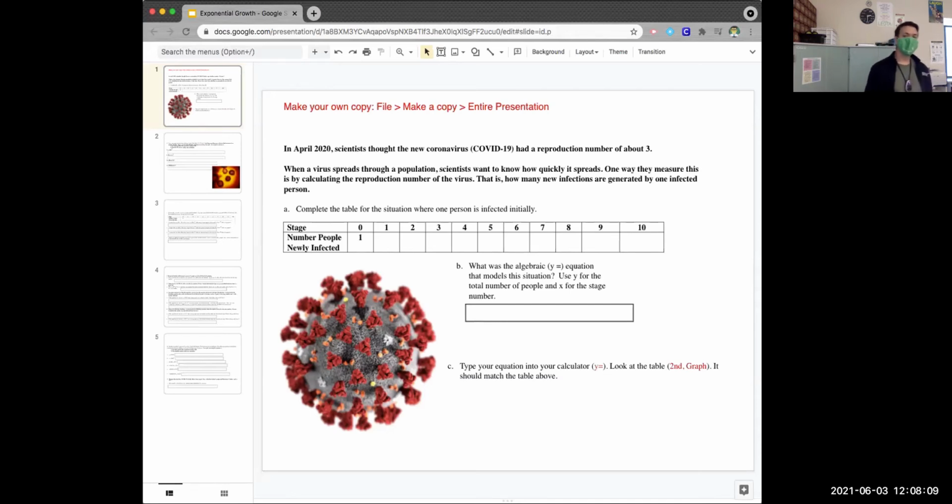So if we start with 1 person infected, then using the growth factor of 3, we know that that 1 person is going to infect 3 others. So by stage 1, we'd have now 3 newly infected people. And you're going to fill in your table as I fill in mine too. Those 3 are going to infect 3 more. So you get 3 plus 3 plus 3. That's going to be 9.